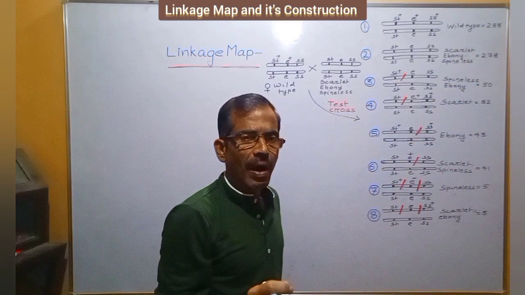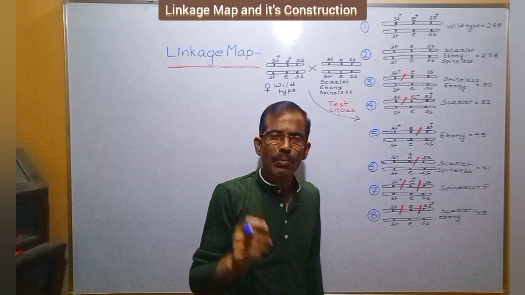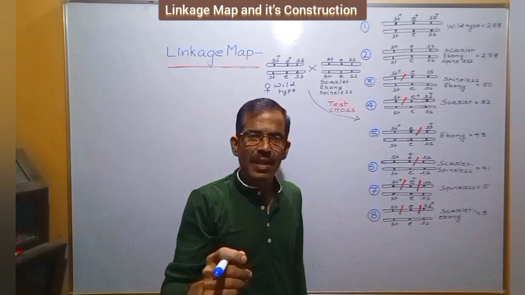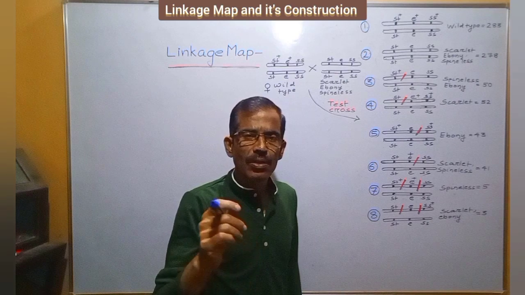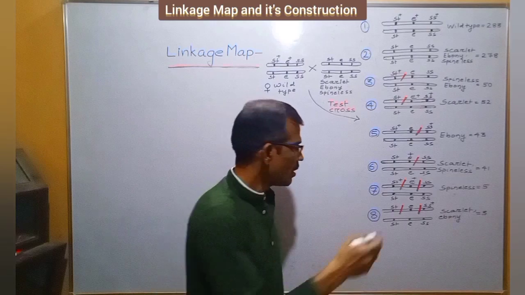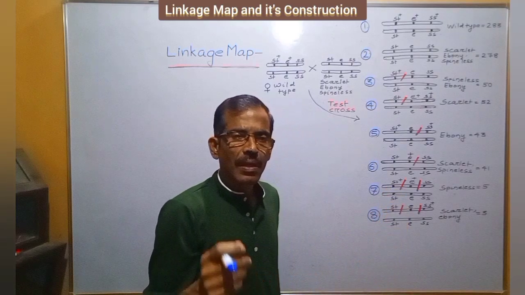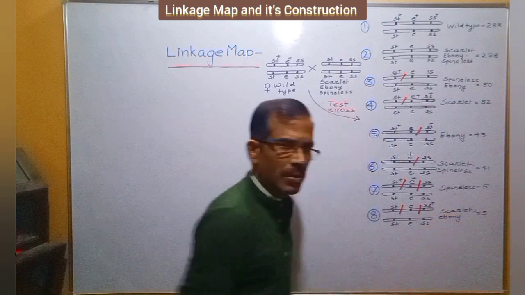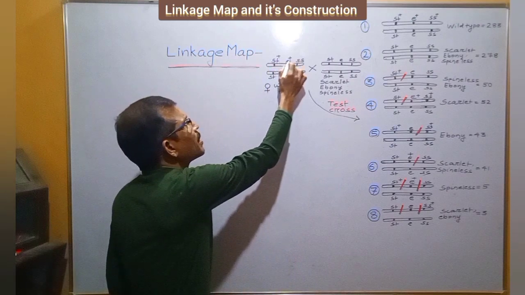Then identify double crossover progenies. In a cross, the probability of double crossover is always less than that of single crossover. As a result, double crossover progenies are the least numerous. So here, the 7th and 8th phenotypic classes represent double crossover progenies. They are the least numerous. In this example, we are mapping 3 different genes.